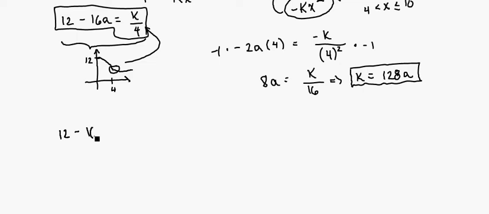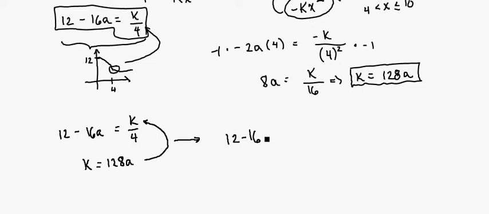12 minus 16 times a is equal to k divided by 4, and k equals 128 times a. Just going to substitute. That's going to give us 12 minus 16 times a is equal to 128a divided by 4. This will simplify. 12 minus 16 times a is equal to 32a.